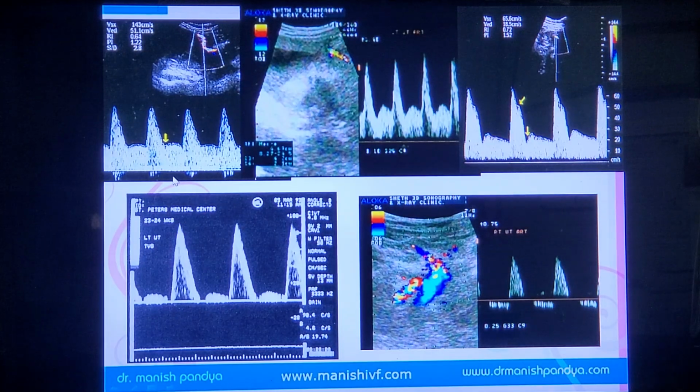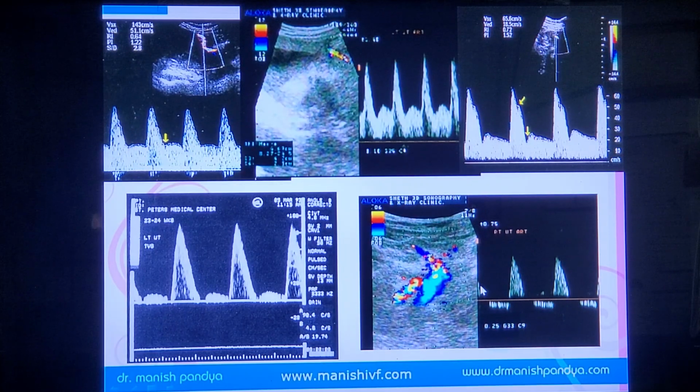Okay. Now compare. What is this? This is a diastolic notch. This is a diastolic notch. There is a systolic as well as a diastolic notch. There is absent flow. There is reverse flow. No indices. We are not looking at the indices. We are just looking at the signature pattern.